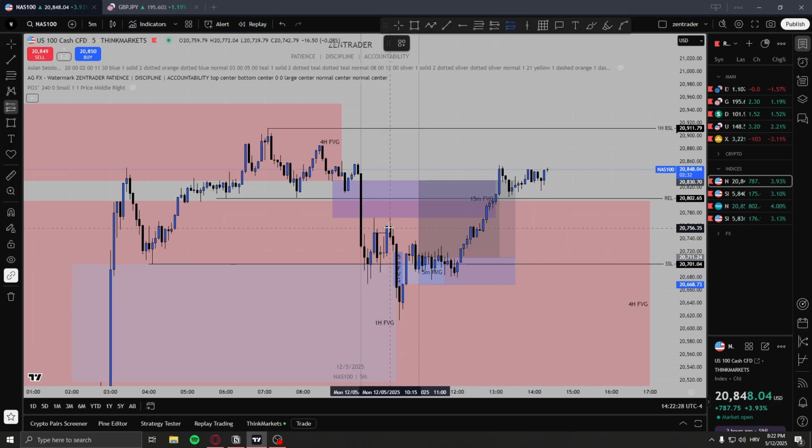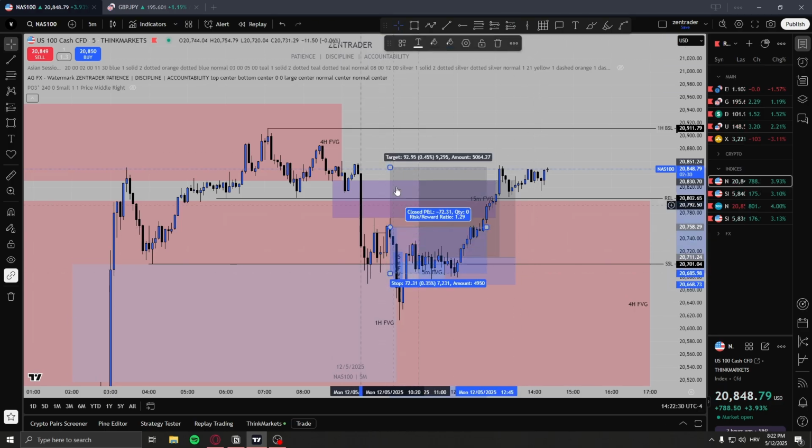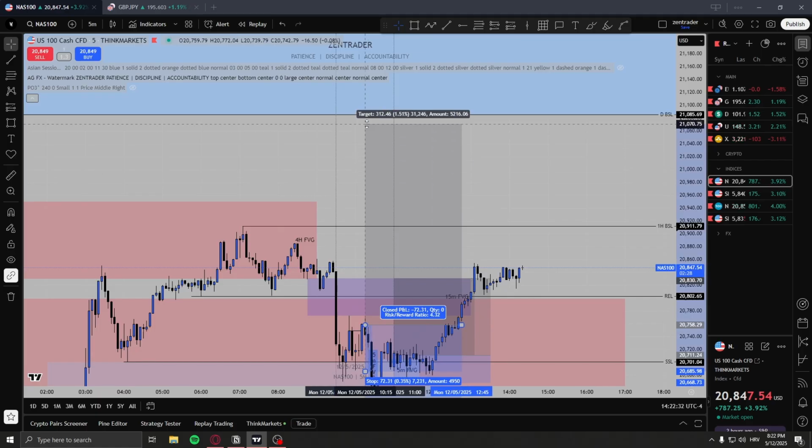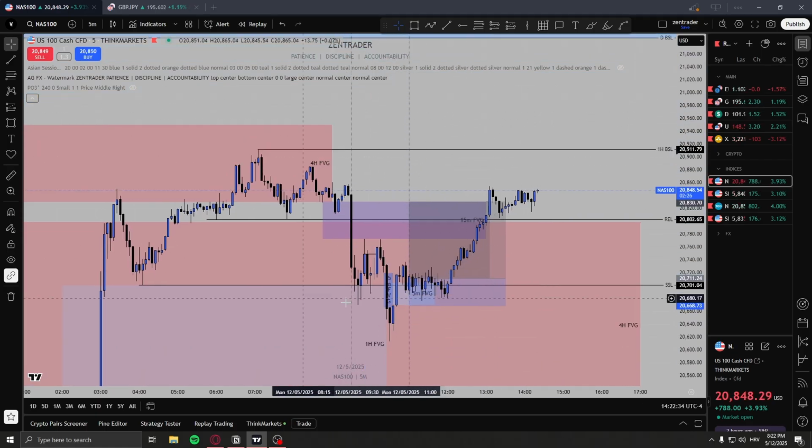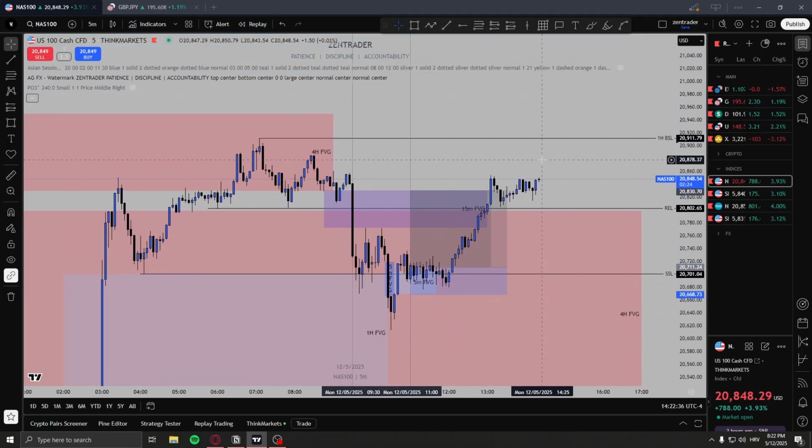I set my trade like this and get stopped out right there. I was targeting these guys. So this is bad. There's nothing wrong with that strategy particularly, but it's not my strategy, and that's the problem. That's the only problem.